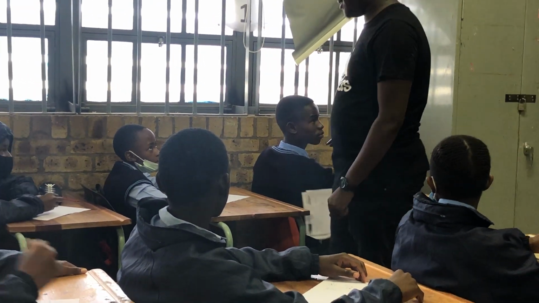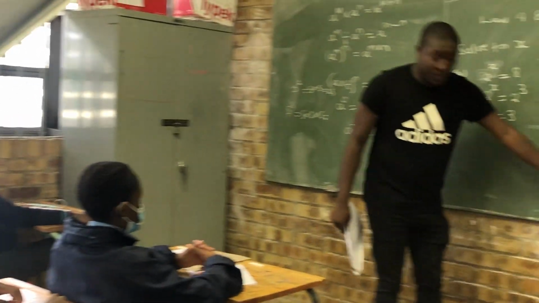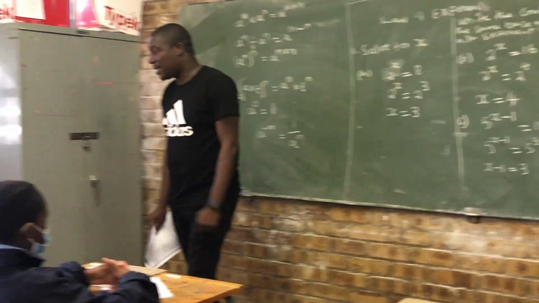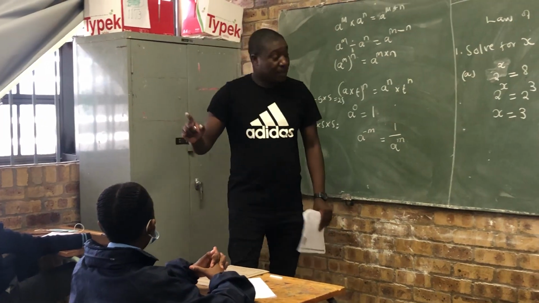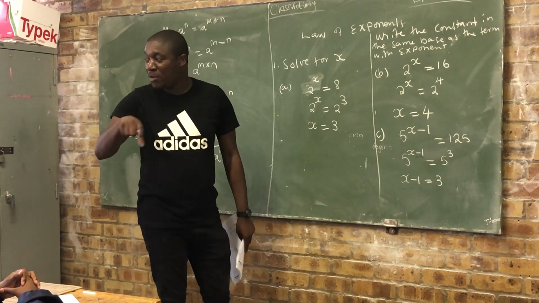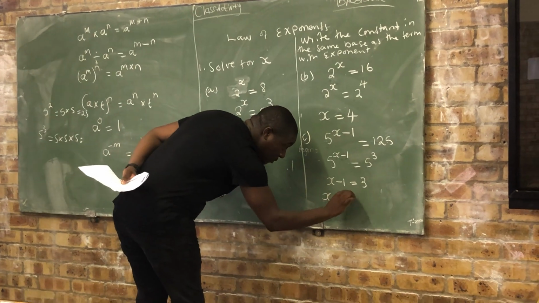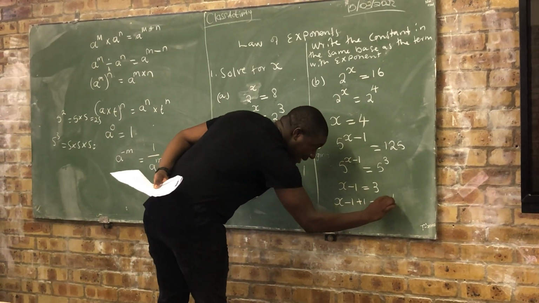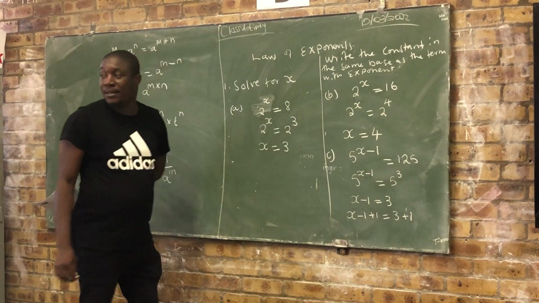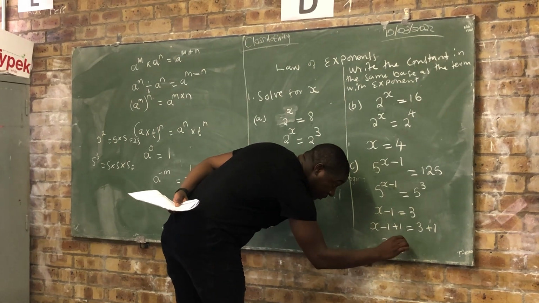Additive inverse. What is the additive inverse of negative 1? Positive 1. So that means we're going to add positive 1 to both sides. So it's going to be x subtract 1 add 1 equals 3 add 1. So negative 1 add 1 is 0. x is equal to 4.